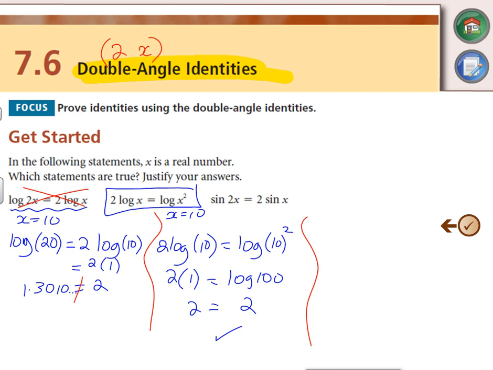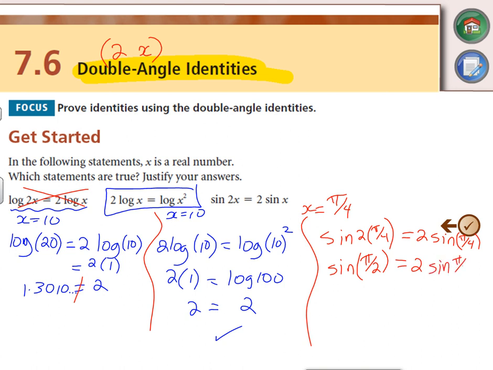Same thing with this one. Let's check this out. Is sine of 2x the same as 2 sine of x? Well, let's try that out. We're not going to use 10. Let's use one of our special triangle, our unit circle values. Let's use pi over 4. So we're saying now, sine of 2 times pi over 4, does that equal 2 sine of pi over 4? 2 times pi over 4, that's double of them. Hey, that's sine of pi over 2. Does that equal doubling the sine of pi over 4?